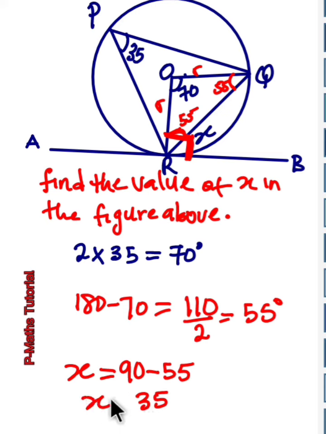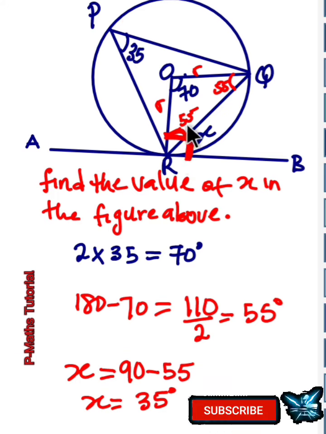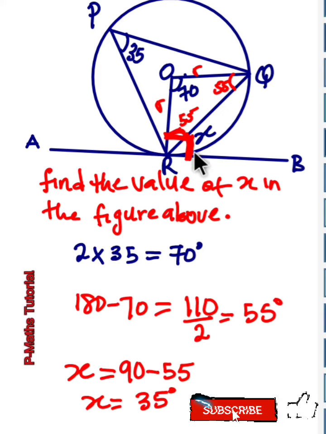So the value of x is 35 degrees. That is because here is 90 and 55 is part of this 90. If I remove that 55, I'll get the remaining part as 35.